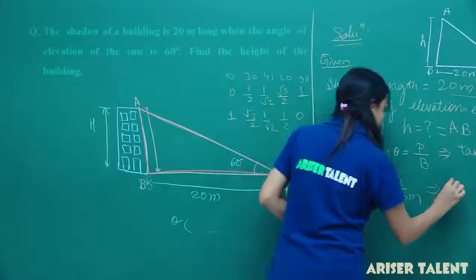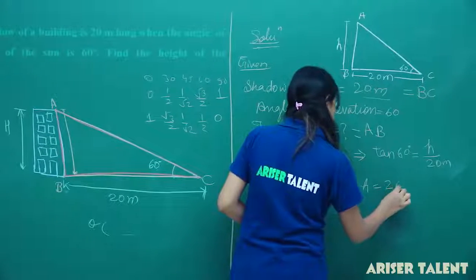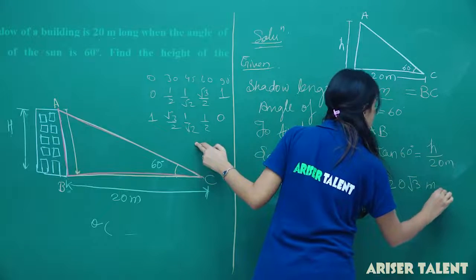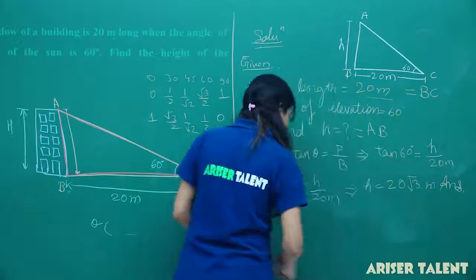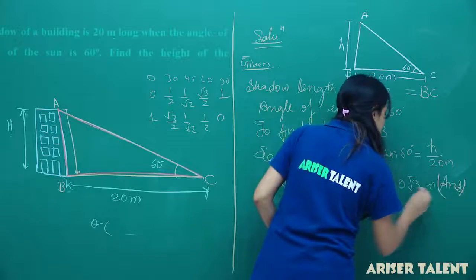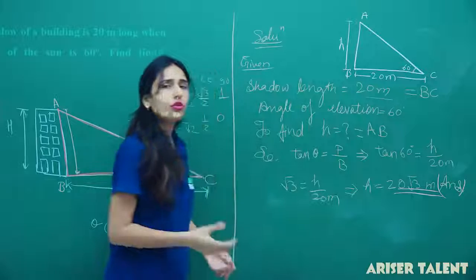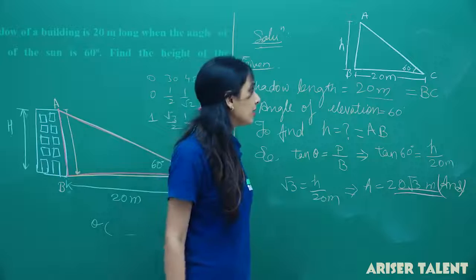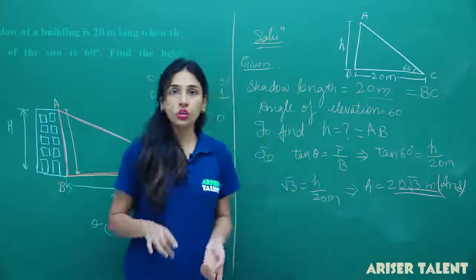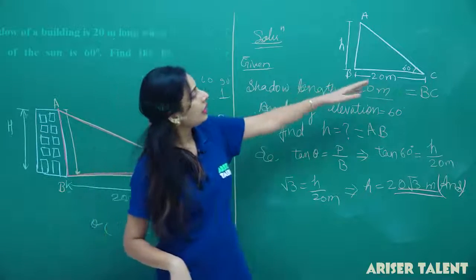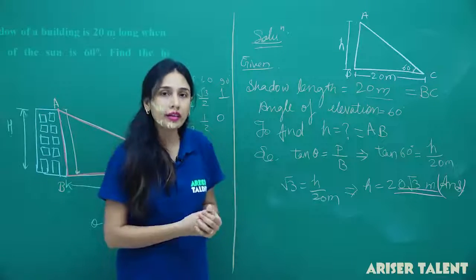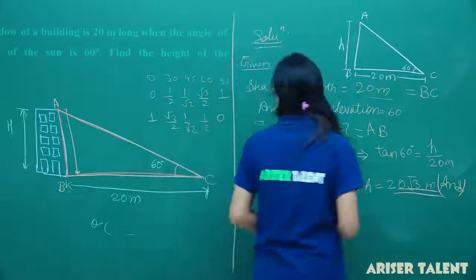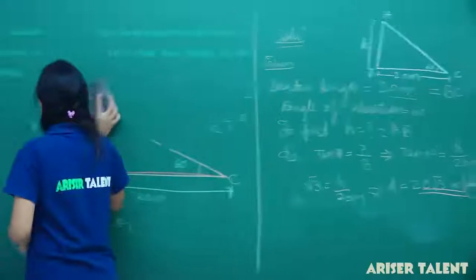This implies that H equals to 20 root 3 meters. That's your answer. At the maximum, what you can do, you can just put the value of root 3 and solve it. Okay, you can do this if you want to go further for your answer. So students, this is a simple question. You just applied the angle of elevation here and applied trigonometric ratio here and the answer is in front of you.